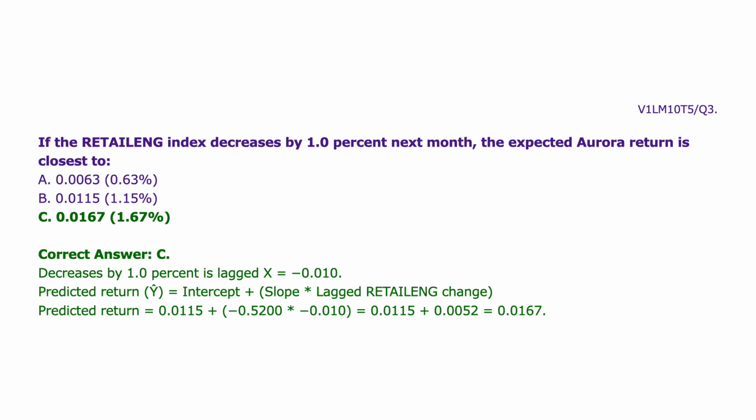Predicted return equals intercept plus slope times lagged retailing change. Lagged retailing change equals negative 0.010. This shows the expected Aurora return as 0.0167, or 1.67%.